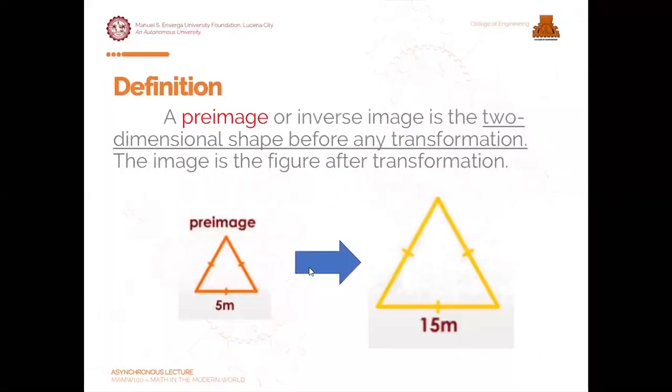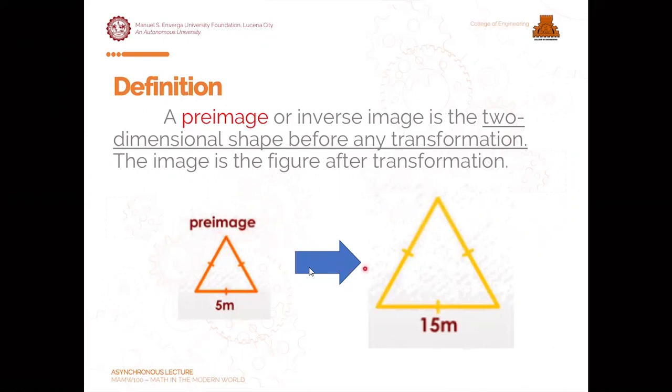Okay, so prior to the introduction of other types of transformations, so we first define pre-image. So what is pre-image? A pre-image or inverse image is the two-dimensional shape before any transformation. So like for example, yung nandito sa figure below, we have an equilateral triangle with sides 5 meters. So ito yung before any transformation happen, ang tawag sa kanya is pre-image, okay? So kung ano yung given na shape niya, pre-image siya.